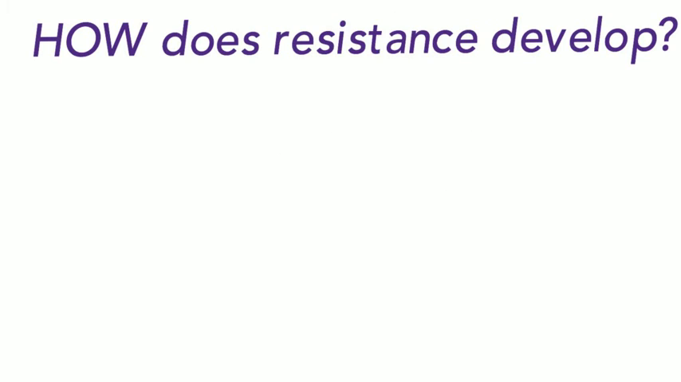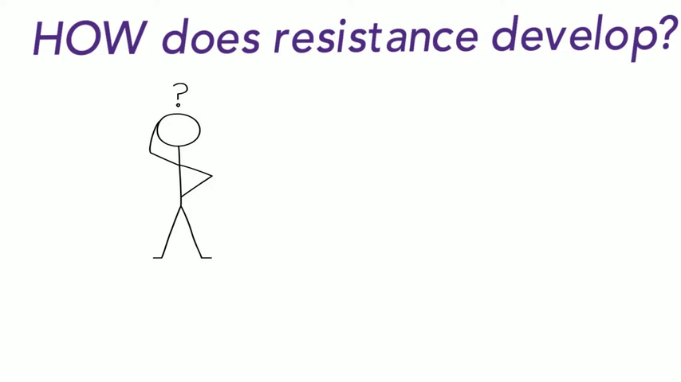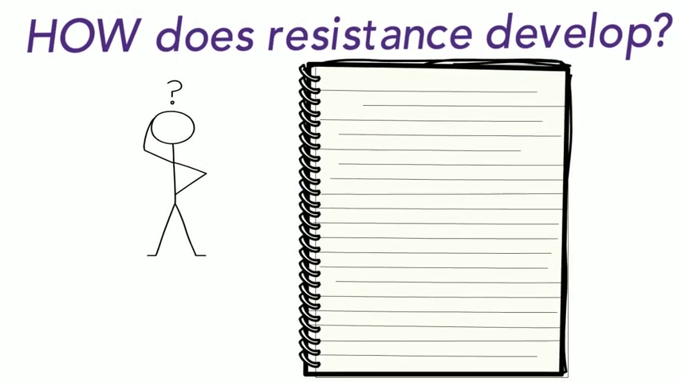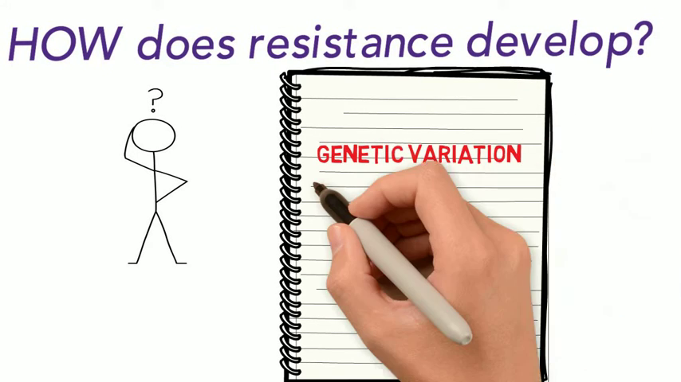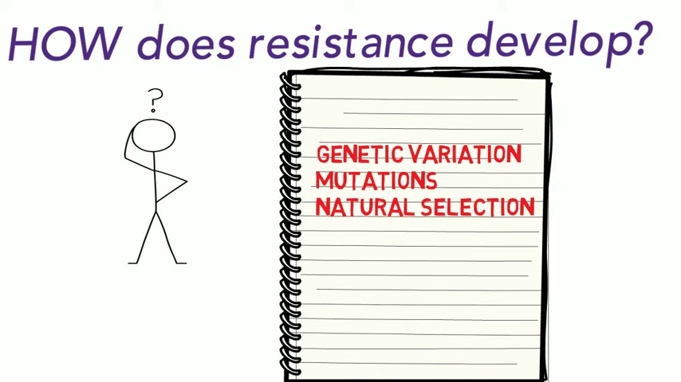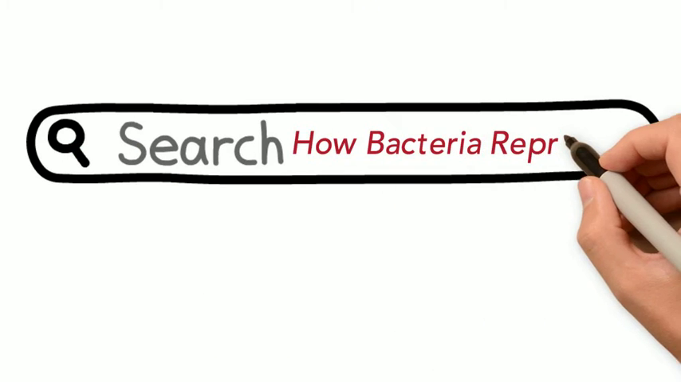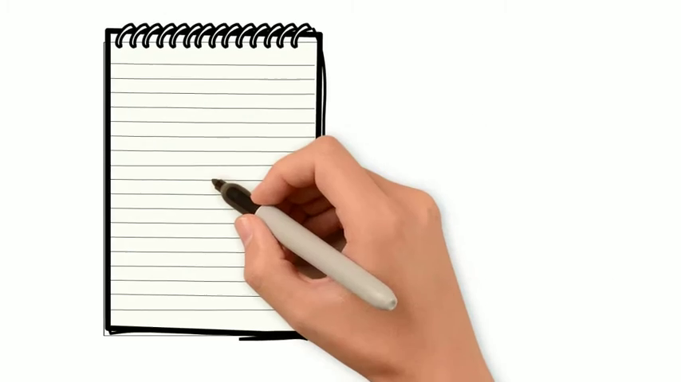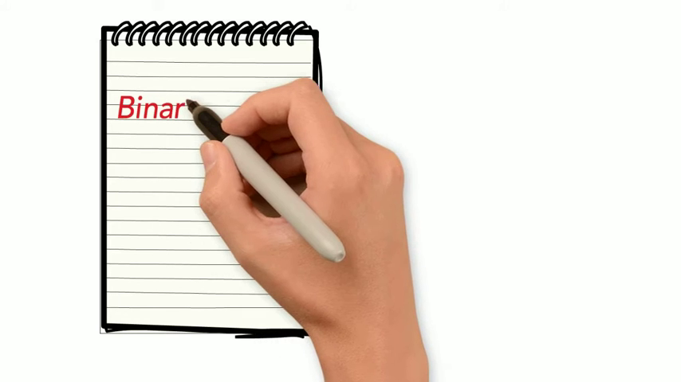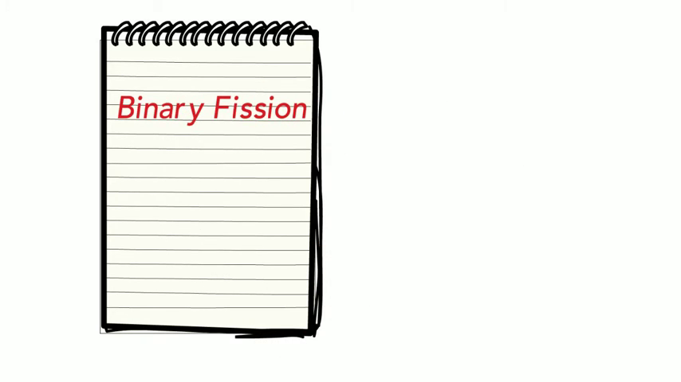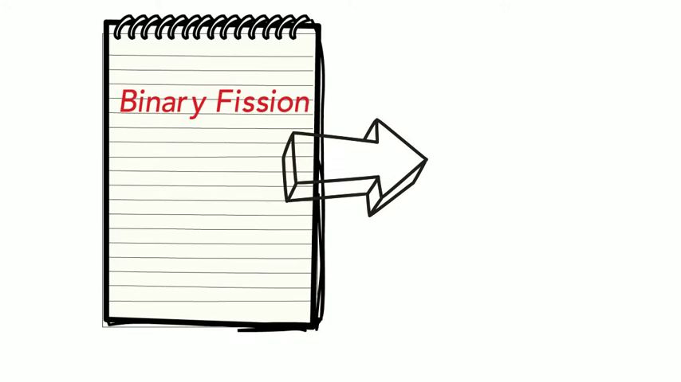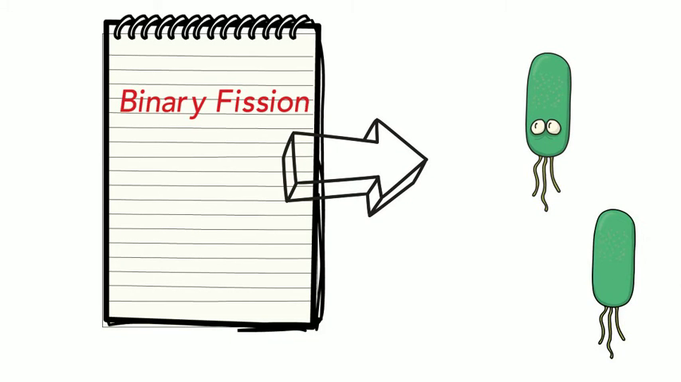How does this antibiotic resistance develop then? Well, it's all down to genetic variation, which arises due to mutations, and this all drives evolution. To understand this, you should really go back to how bacteria reproduce. They reproduce asexually by binary fission, where one bacterium gives rise to two supposedly genetically identical bacteria.